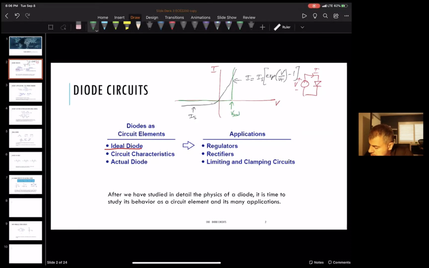But we'll also talk about another one which is even simpler, which is something that just turns on at V equal to 0. So these basically make circuit analysis easier.